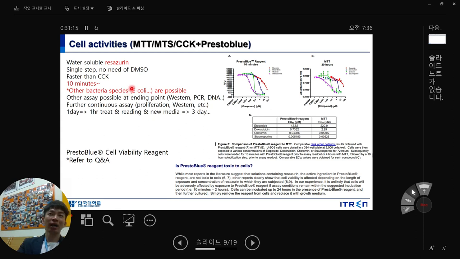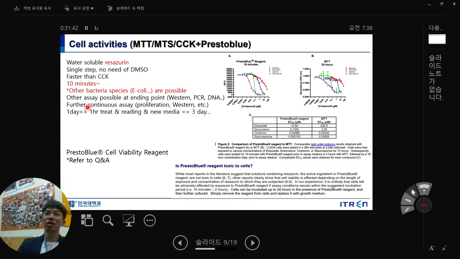That is why I use this Presto Blue for checking E. coli or bacteria viability. And others are possible at the end point as well, such as Western, PCR, DNA, better than CCK because it is less toxic. Because of that, further continuous assays are possible, like proliferation or Western.